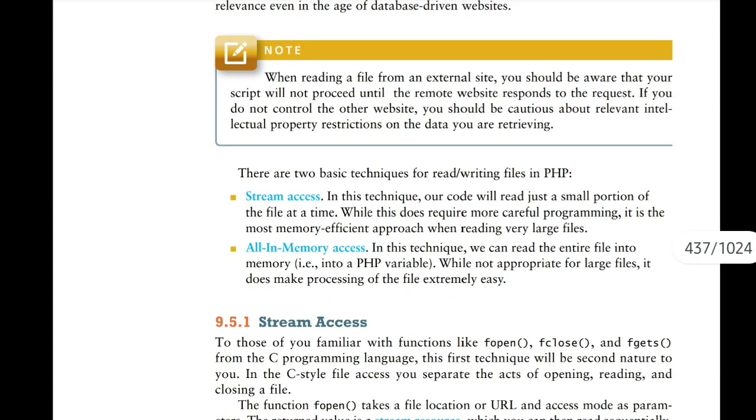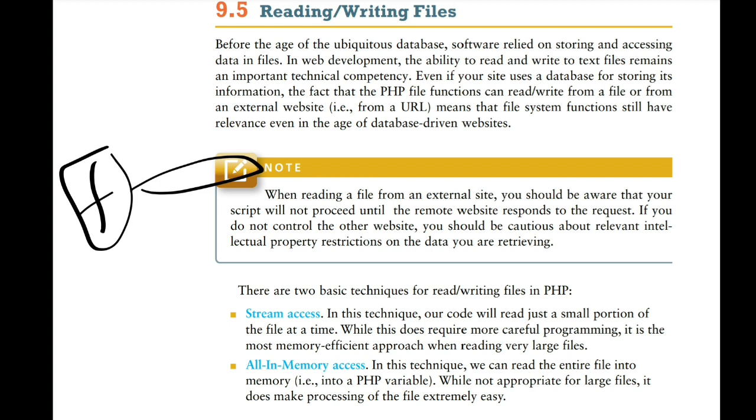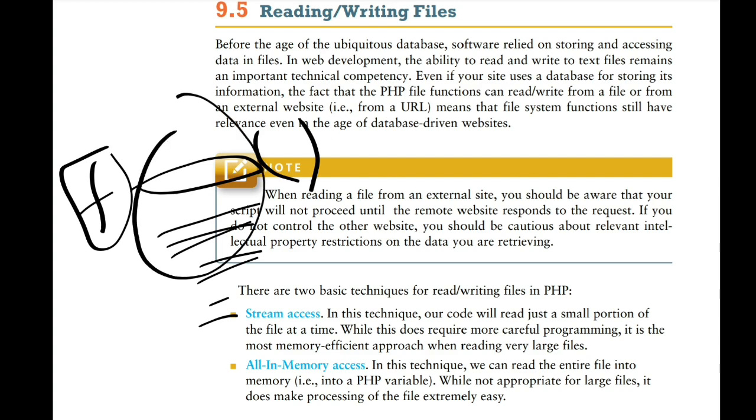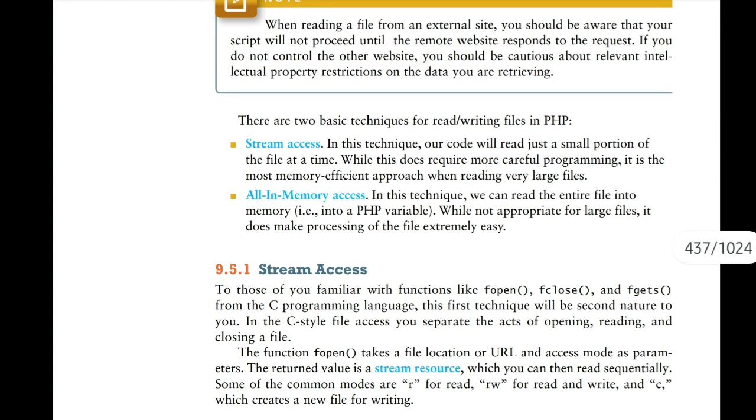Reading and writing a file. How do you read and write a file in the C program and all? By using the f functions, some functions that they write along with the f, like file read, file write, f binary. So those functions will be used here as well for reading and writing. Okay, so there are two methods for writing: stream access and all-in-memory access. Stream access will not store in the memory, while all-in-memory access will store into the memory.